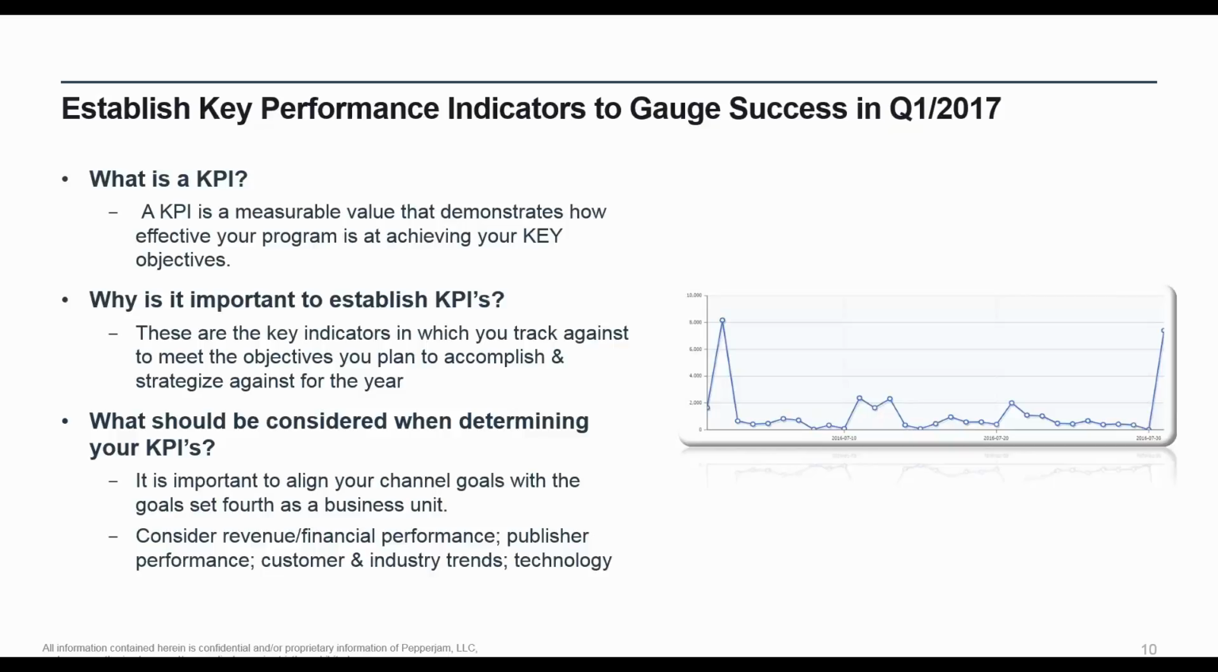It is important to establish these KPIs as they are the key indicators which you track against to meet the objectives you plan to accomplish and strategize against for the year. When determining your KPIs, you want to analyze financial performance, publisher performance, customer and industry trends, and also advancements in technology. If you're looking for more detail on how to analyze the financial and publisher performance, please reach out to your account manager or advertiser support, as we have a recorded webinar that walks you through the best practices when reviewing these areas.